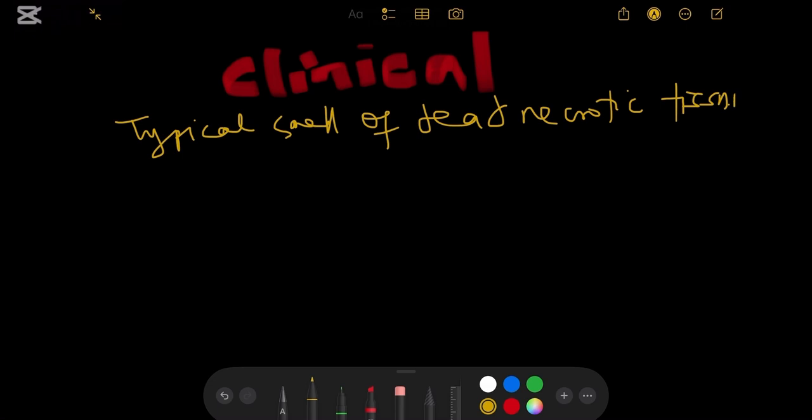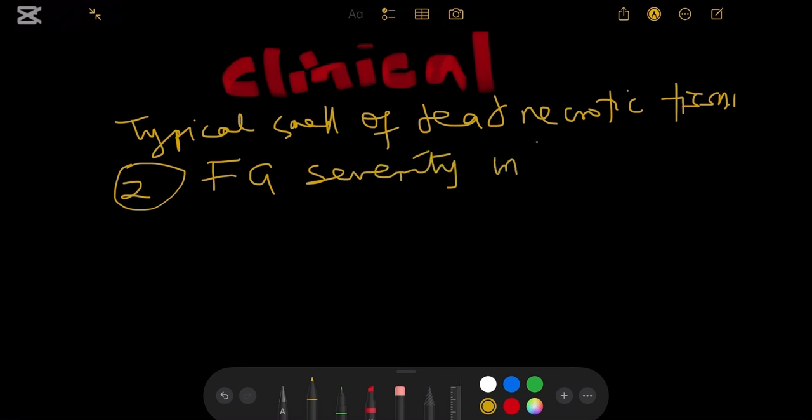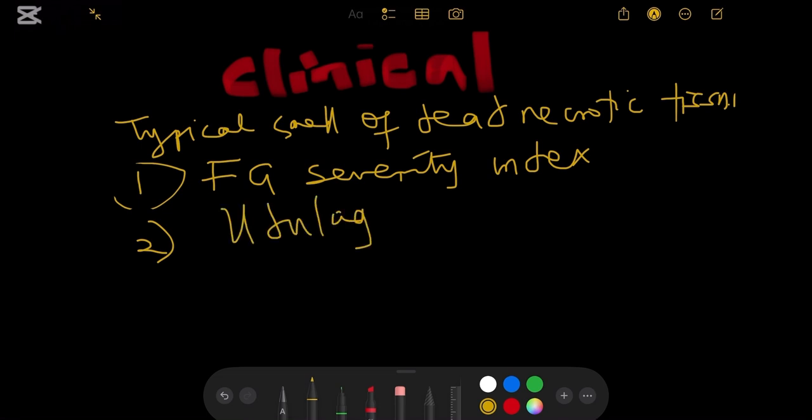All right. Now, we have two grading systems. The first grading one is the Fournier's gangrene severity index. You can read up that one. So the first is Fournier's gangrene severity index, and then the second is the Udulag grading system.